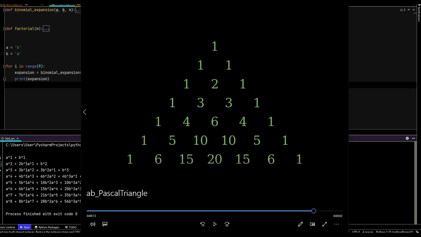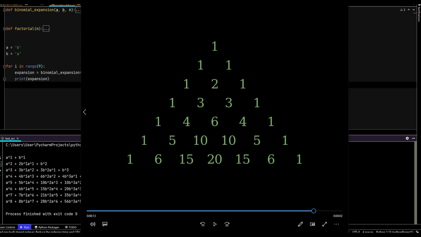So there is a clear pattern, right? 1 plus 5 is 6, 5 plus 10 is 15, 10 plus 10 is 20. So there is a clear pattern, is it not? So this can be better represented with combination.